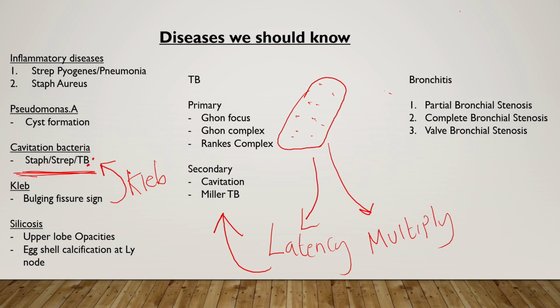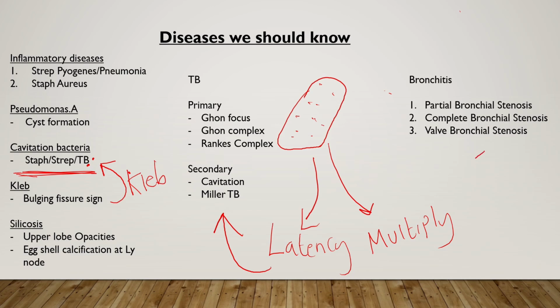Next is the Ghon complex. When I was in the lecture back in the day, the teacher always asked what TB is always associated with, and she always said lymphadenitis, lymphangitis, and I was thinking, why is it? Basically, the Ghon complex is the reason. You'll see in the next one or two slides.